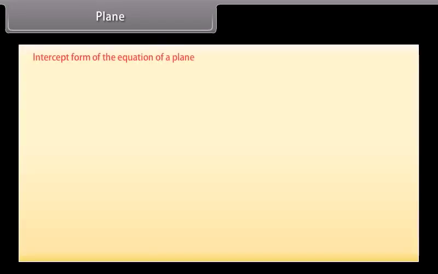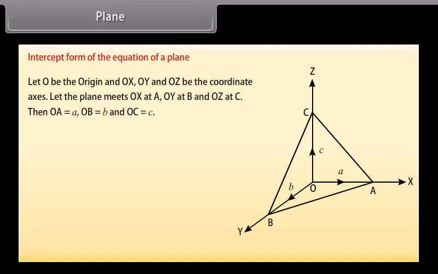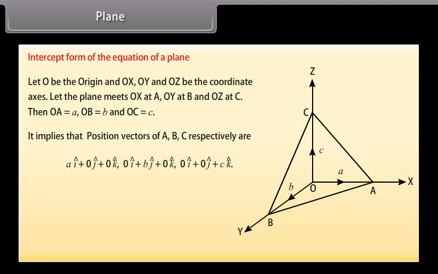Plane. Intercept form of the equation of a plane. Let O be the origin and OX, OY and OZ be the coordinate axes. Let the plane meet OX at A, OY at B and OZ at C. Then OA is equal to a, OB is equal to b, and OC is equal to c. It implies that the position vectors of A, B, and C respectively are a i cap plus 0 j cap plus 0 k cap, 0 i cap plus b j cap plus 0 k cap, and 0 i cap plus 0 j cap plus c k cap. It implies that the equation of the plane is x by a plus y by b plus z by c equals 1.